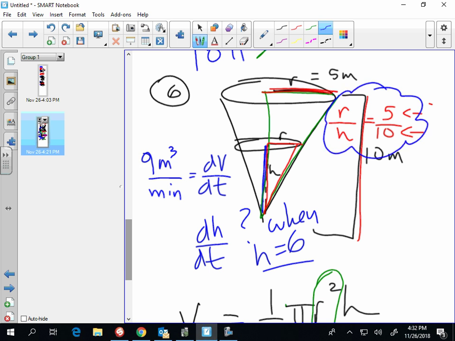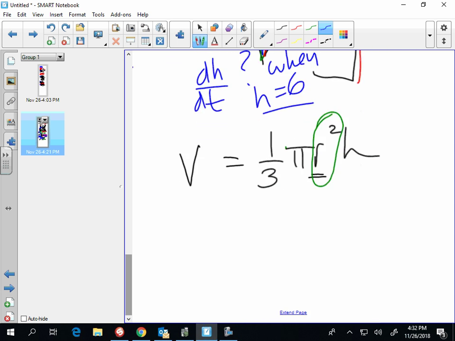And what was it we were trying to get rid of? We were trying to get rid of r. So solve this equation for r by multiplying both sides by h. You get r equals 1/2 h. Aha! Now I know what r is in terms of h. I can come back down here and replace r with 1/2 h.